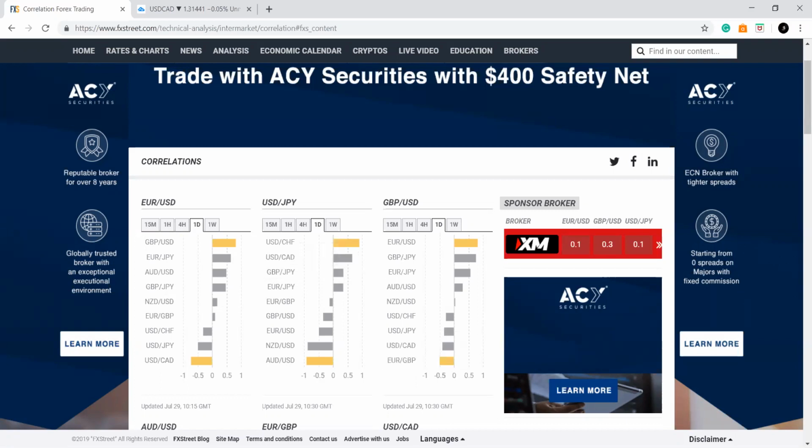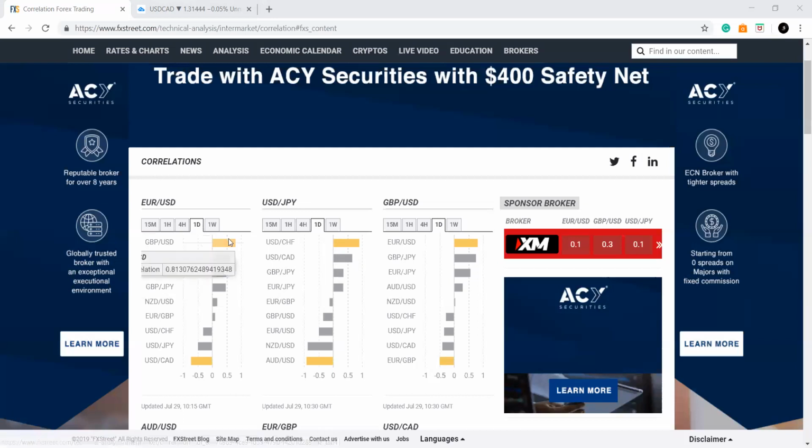So that being said, what we're looking at today is the correlation tool on FX Street. You should be able to access it on Google very simply. What we're doing is making sure that we're selecting the daily chart. The reason for that is because we need to make sure we have enough data to work with. Too little data means that we're going to get false information. So I personally prefer to use the daily chart.